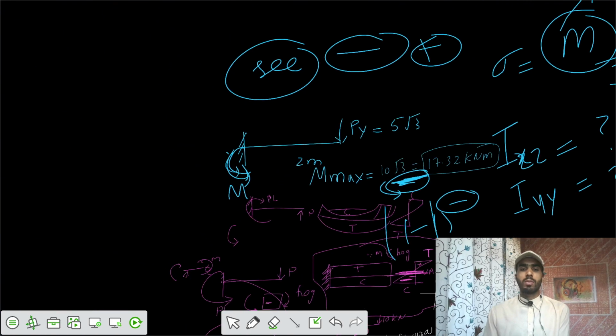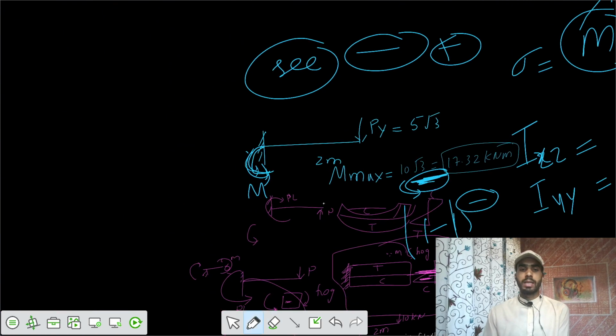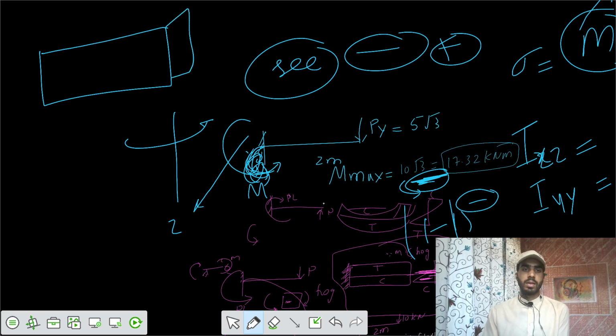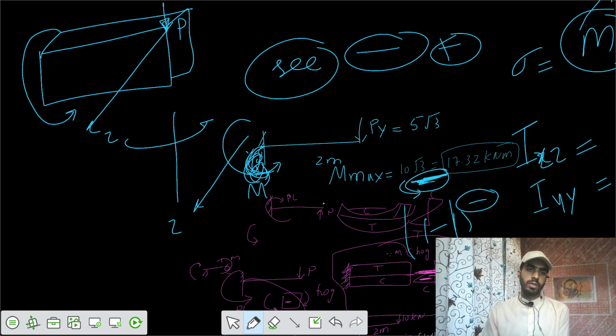So once we got the moment, this is the moment about z direction. This was your beam, this is z direction, and you are applying load in y direction. So the moment would be developed in this way so that it would resist the effect of this P into L. So the moment is about the z direction, but it is acting in the loading plane, the y direction.